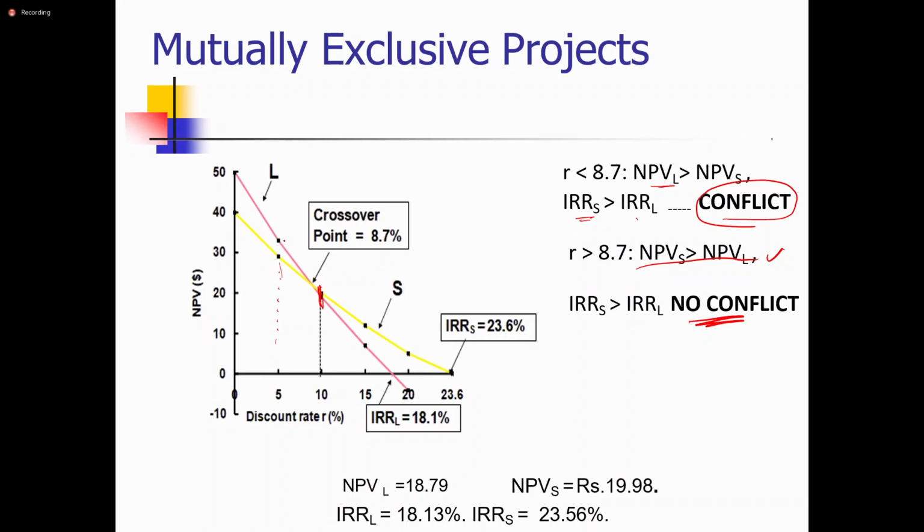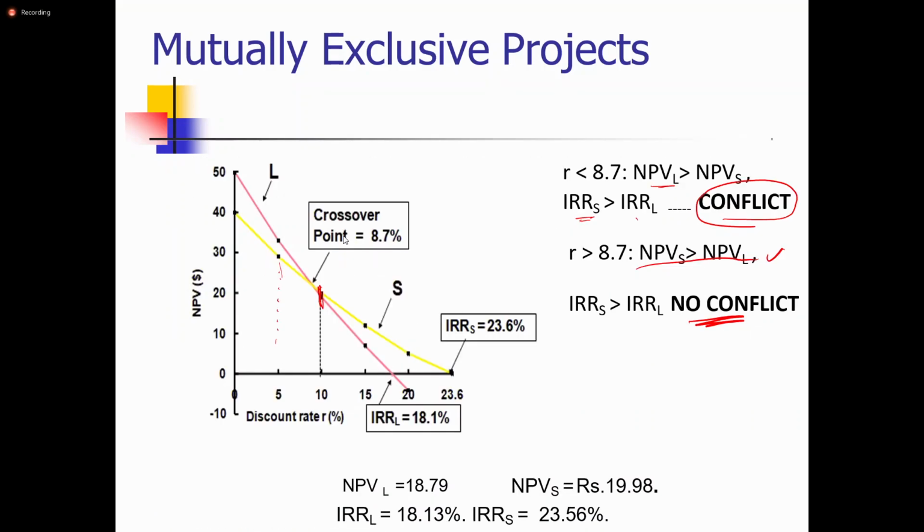When the cost of capital is less than the crossover rate, there is a conflict between the NPV and IRR criteria. So you can see when the cost of capital is less than the crossover rate, a conflict is there with the NPV and IRR. But when the cost of capital is greater than the crossover rate, no conflict in NPV and IRR. So when taking a decision, what is the reason for that? Before that, what is the reason?